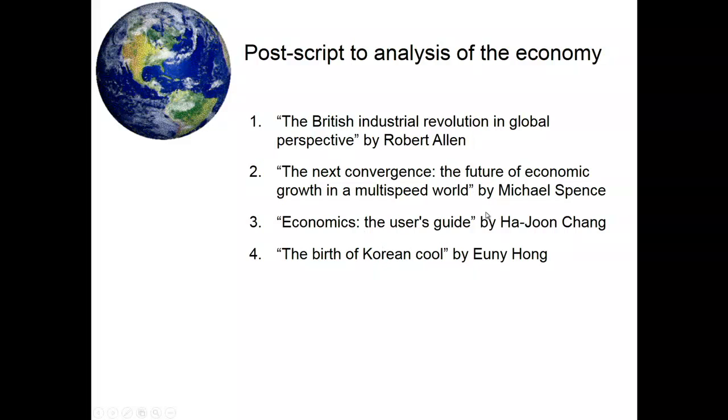Ha-Joon Chang is a Korean economist based in Cambridge, and he provides a very good view. He talks about how you can't explain the world using this one neoclassical model, so he prefers a heterodox economics approach. I'll put an article up by him in the recommended readings. He talks about 23 things that economists can't explain, and I found that insightful.